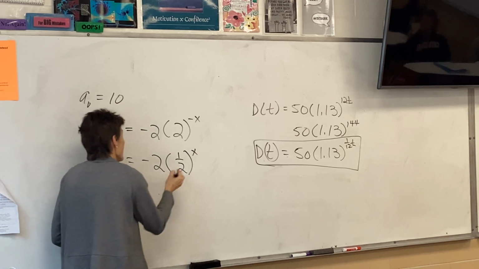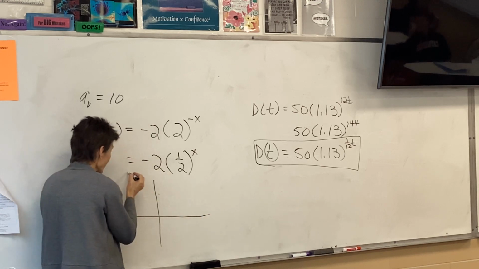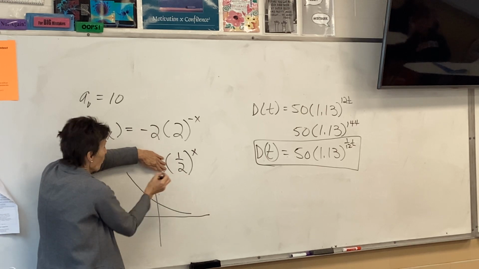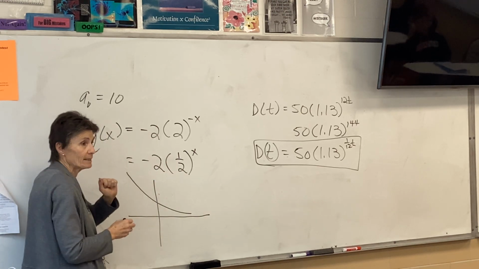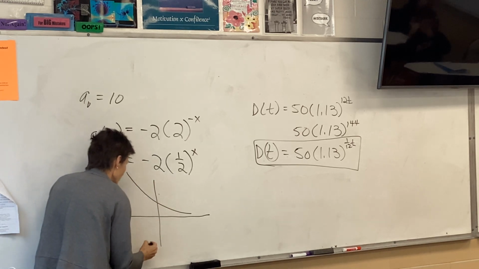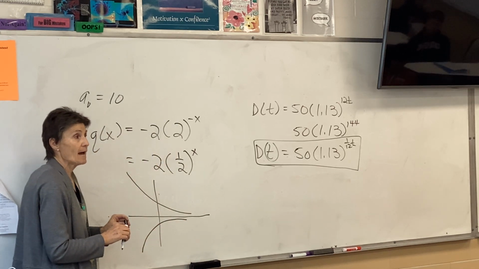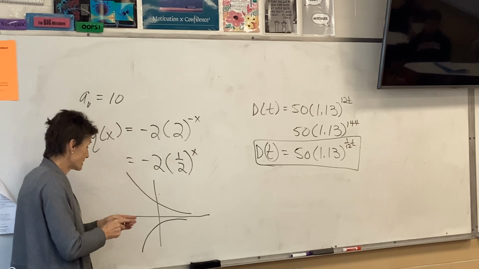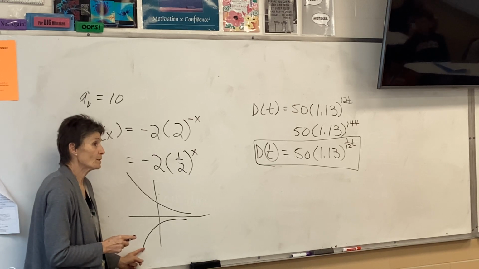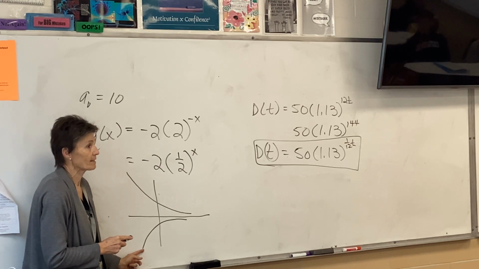Now, anytime your base is between 0 and 1, you are going to have a decay problem. Would you agree with that? What happens when you put a negative in front of it? It flips it over, so when I flip this over, it does this. Now, does this picture describe growth or decay? Is this thing increasing or decreasing?